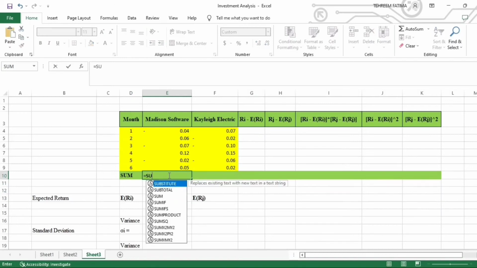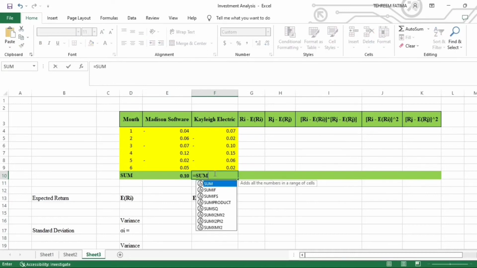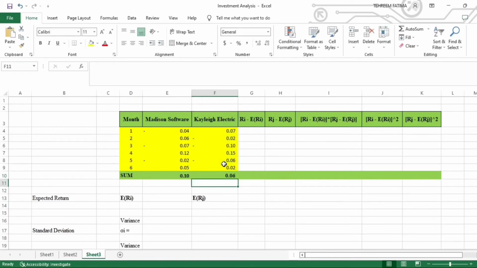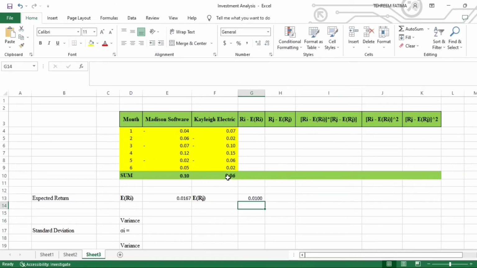Equals sum, parenthesis open, select the data, parenthesis close, enter. Same I'm going to do for Kayleigh Electric return: equals sum, parenthesis open, select the data, parenthesis close, enter. Now for the expected rate of returns for Madison Software, equals the sum product divided by the number of periods or the number of investments, which is 6, enter. Same I'm going to do for Kayleigh Electric: expected rate of returns equals the sum product divided by 6, enter.